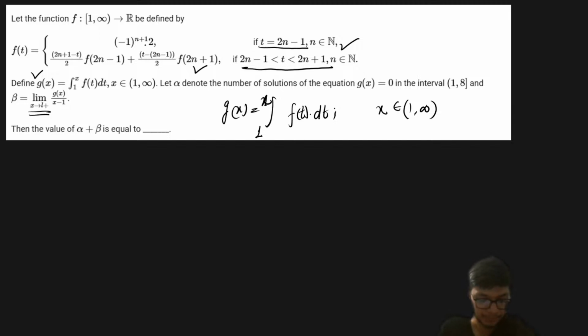Okay, so before we start to solve this question, let us first analyze the given function f of t, because the entire question revolves around the main part, that is f of t, right? And please, a minute correction over here, it should be 1 plus. Okay, it is talking about the right hand limit at x equals 1.